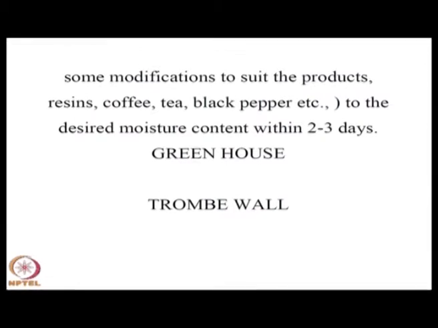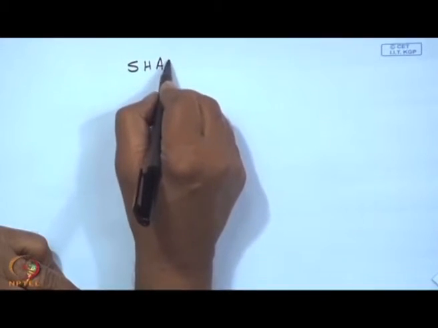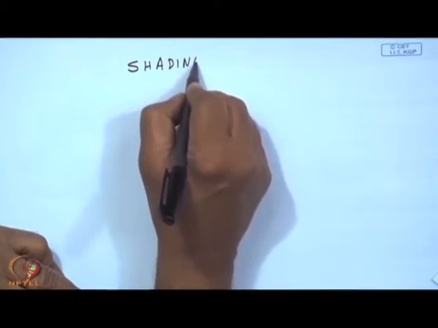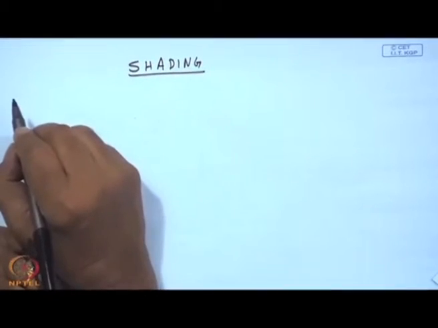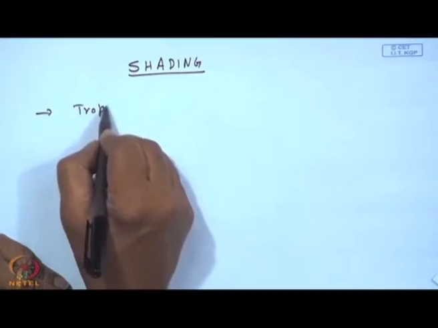So, the greenhouse and Trombe wall, which are shown here, we have already covered or discussed. Yes, the shading is an important aspect, particularly in tropical climates.